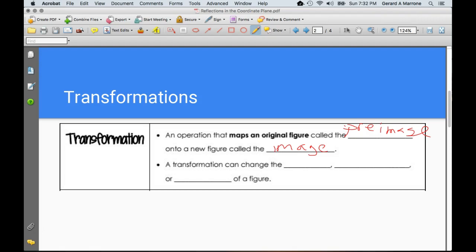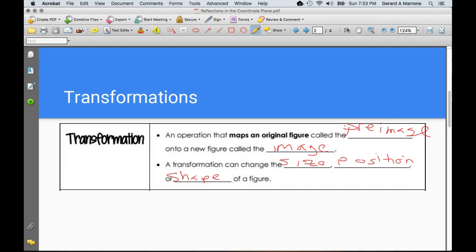This can change the size. It can change the position. Or it can change the shape of the figure that's given. And these figures could be just a line segment, a triangle, a quadrilateral, any shape, but we can change the figure in regards to its shape, its size, or its position.